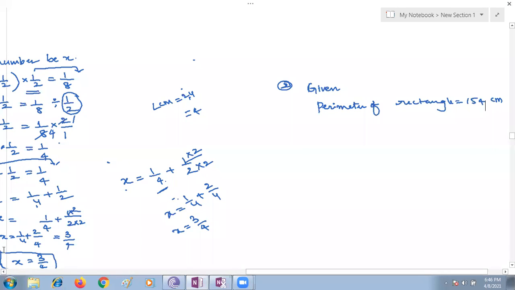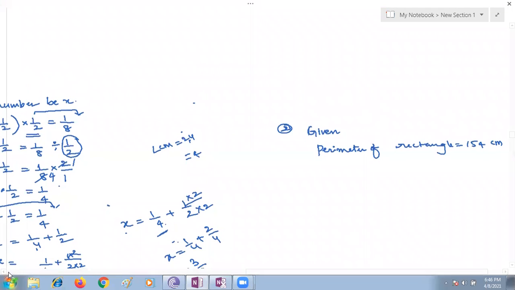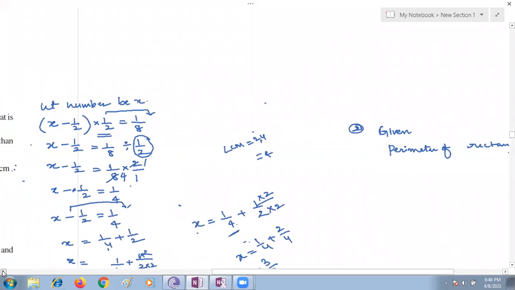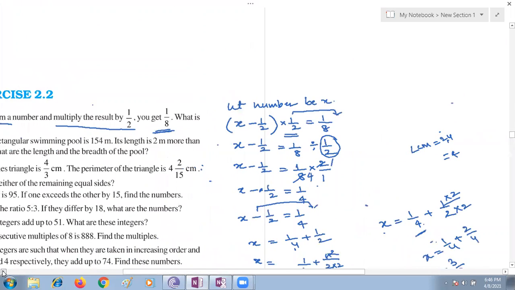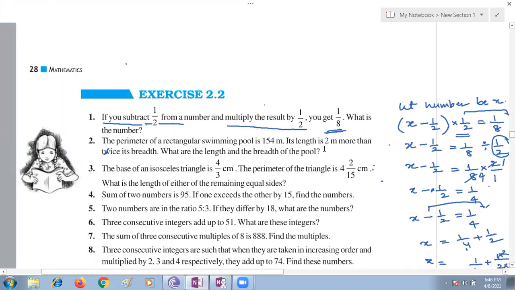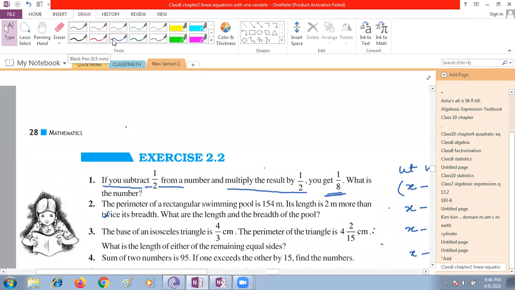Ma'am, and then the length is 2 meters more than twice its breadth. Yes, length and breadth are given. You just take breadth as x. What is the relation between length and breadth? Ma'am, we can assume the breadth is x, so length is 2x plus 2. What is length given, children? Length is 2 meters more than twice the breadth. So if you take the breadth, 154 is equal to 2 into (2x plus 2 plus x). Yes, very good.